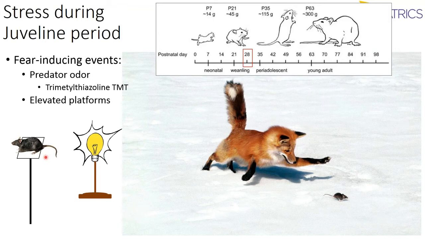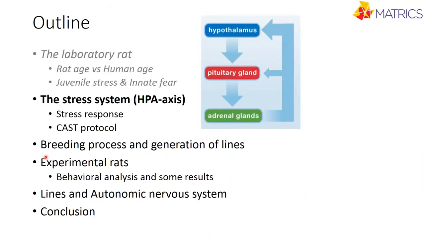The second stress that we use is also environmental. It's an elevated platform. So we place the animals on a platform that is 1 meter high in a bright environment and in an open space. And this is a combination of environmental stress that induces innate fear in the animals. So what I want to say with this slide is that we stress the rats in an environmental way to induce fear, and we don't stress them physically with foot shocks or other parameters like swim.